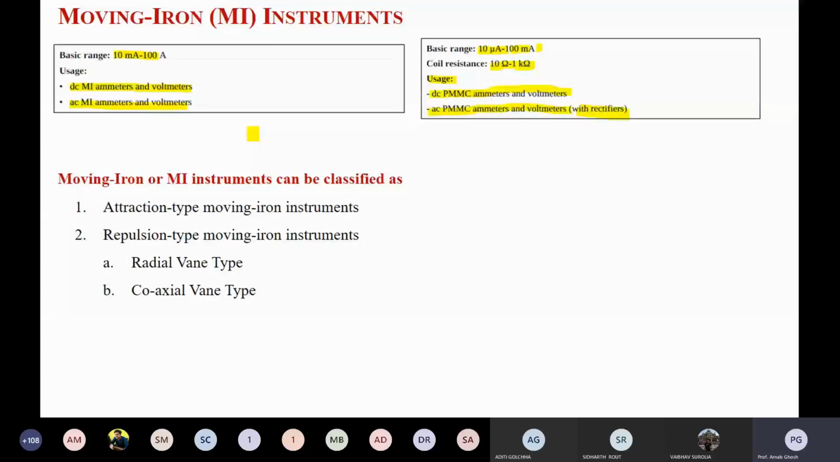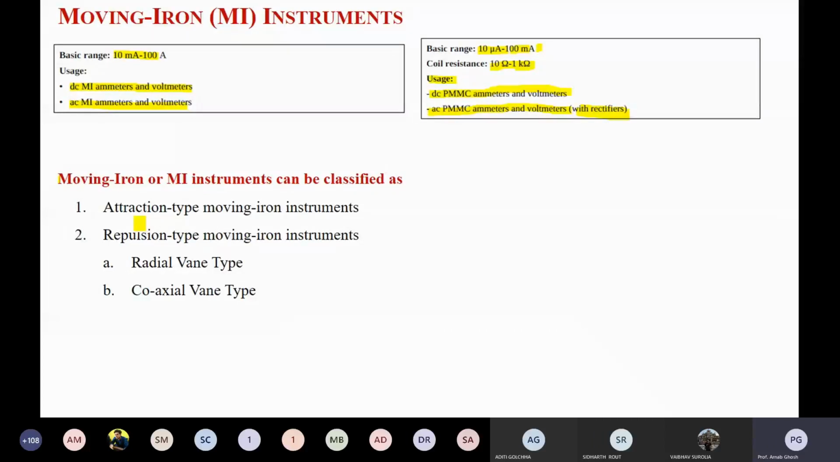In case of moving iron, the MI instrument can be classified into two types. The first one is called the attraction type moving iron instrument, another is called the repulsion type moving iron instrument. The repulsion type is also classified into two classes: the radial vane type and the coaxial vane type.